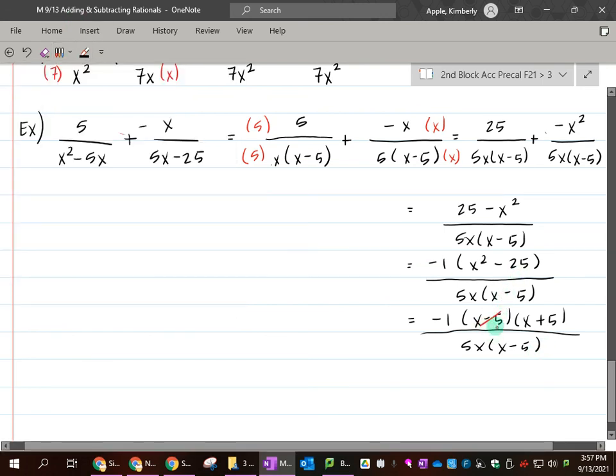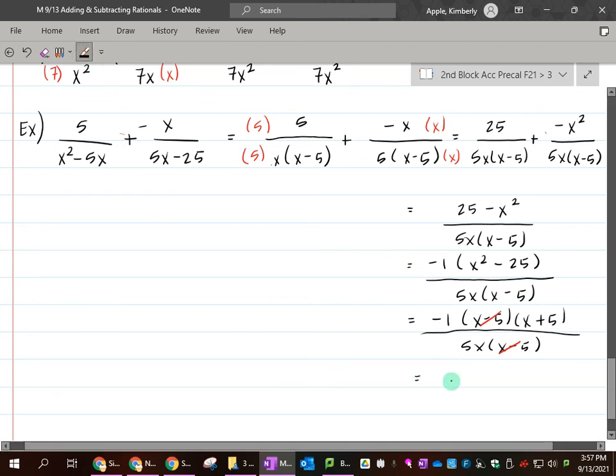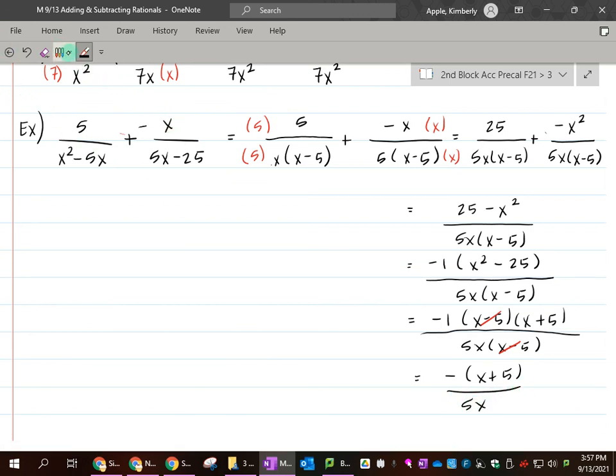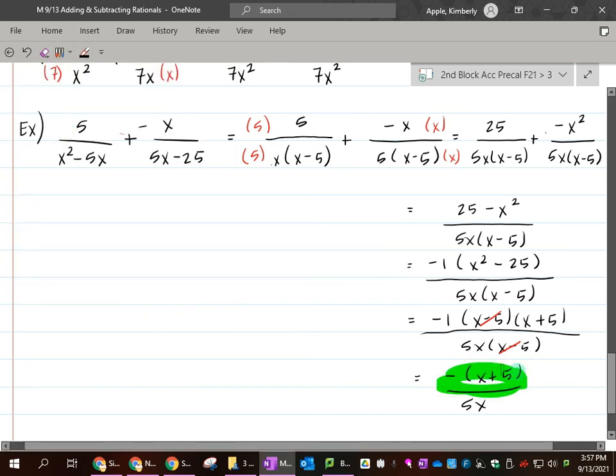Of course it will. Those two will simplify away. And now I'm simply left with negative x plus 5 over 5x. There's nothing else common that we can factor out here. So we again consider ourselves completely finished.